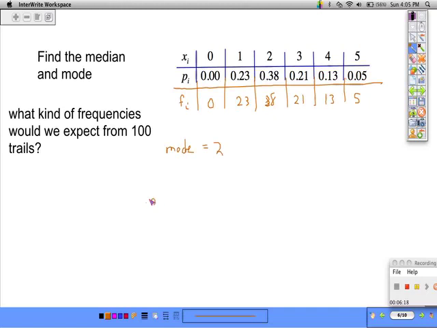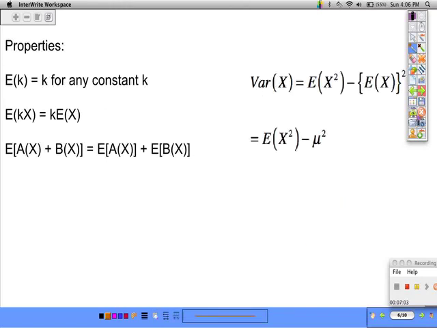The median is, out of 100 trials, there's going to be 2 middle numbers. It's the 50th value for x plus the 51st value of x divided by 2. And if we start counting here, we have 23 things in the first category. That's going to put both the 50th and the 51st smallest numbers into this 2 category. So we're left with 2 plus 2 divided by 2. So the median is also 2 here. Here are some properties for expected value and variance.